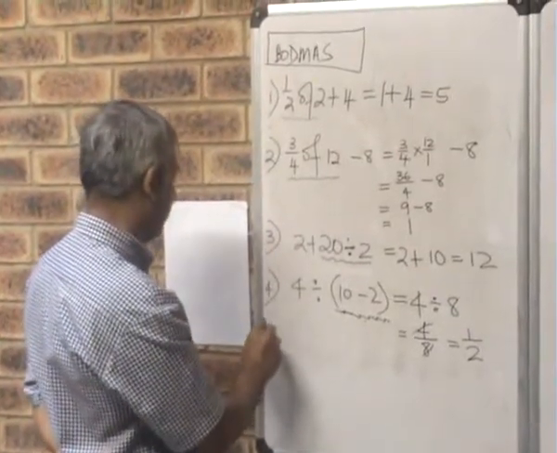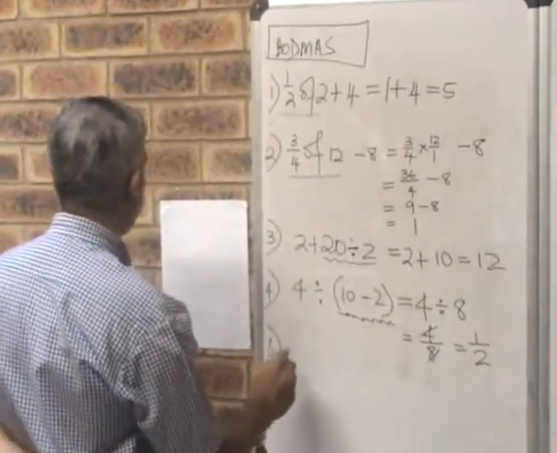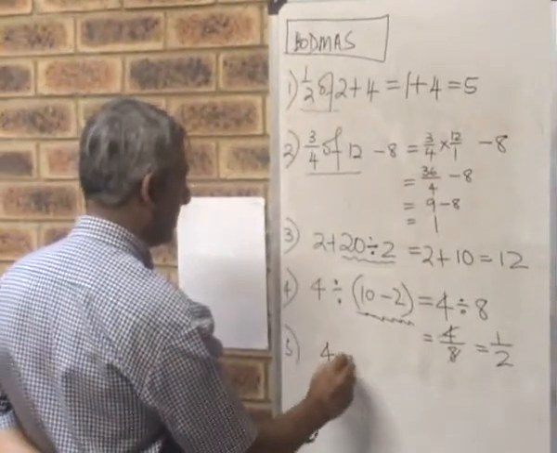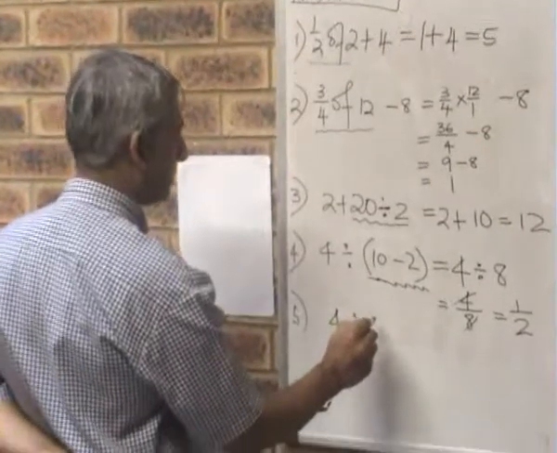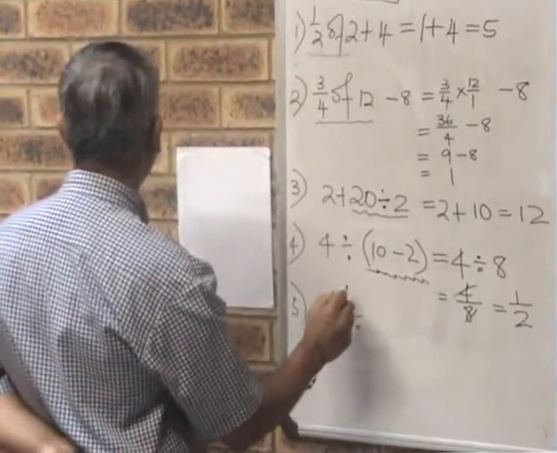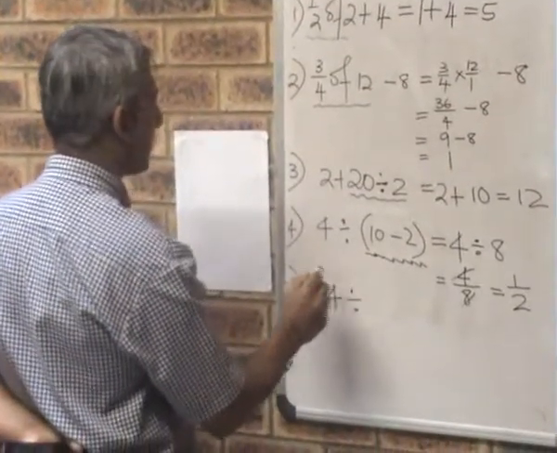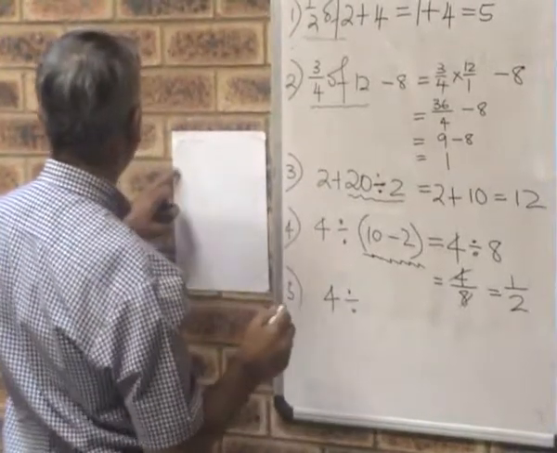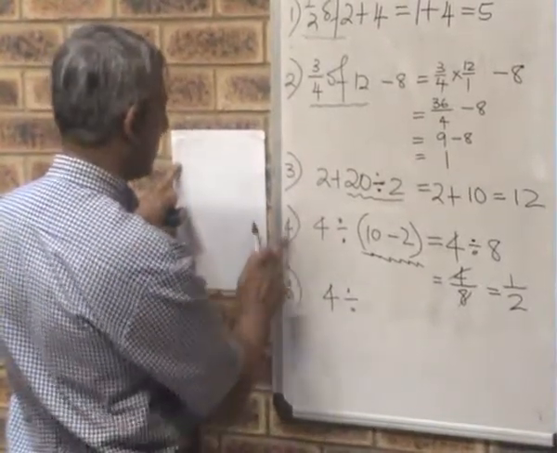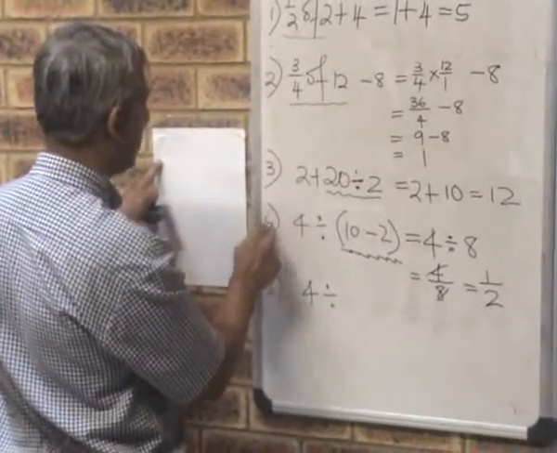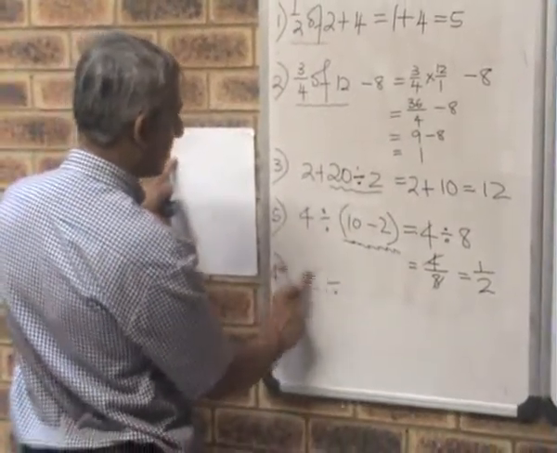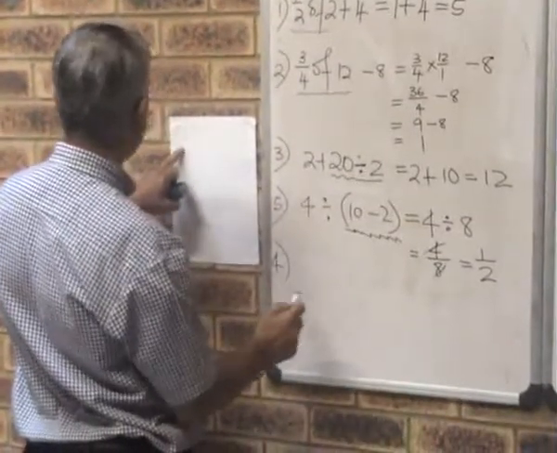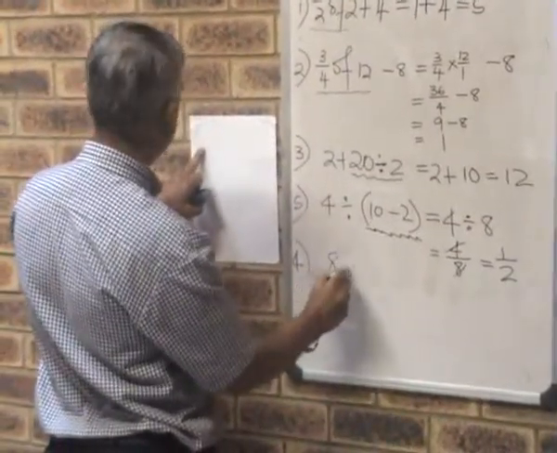Number 5, 4 divided by, am I redoing this example? Yes, I missed out an example. I missed out number 4. So sorry, this was number 5 and this is number 4. So I missed out number 4. So I'll do number 4 now.